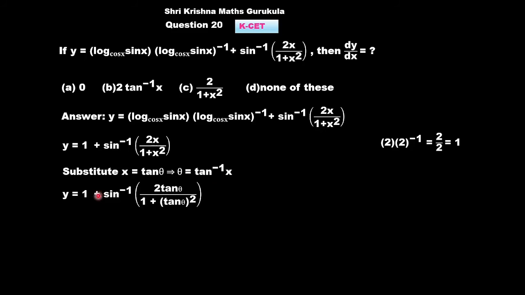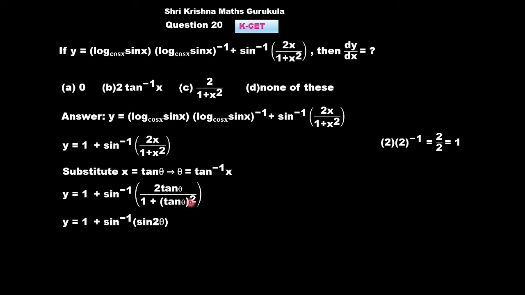Okay. Now look at this. Y is equal to 1 plus sin inverse of 2 tan theta by 1 plus tan square theta. Can you identify this form? In your first PUC, you would have learned this formula. This is nothing but sin 2 theta in terms of tan theta. That is y is equal to 1 plus sin inverse of sin 2 theta.